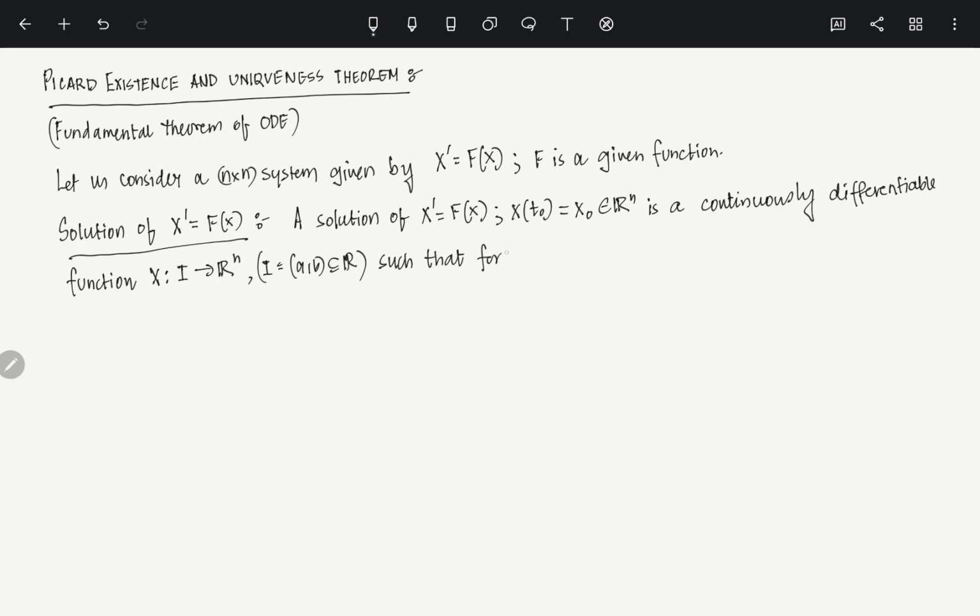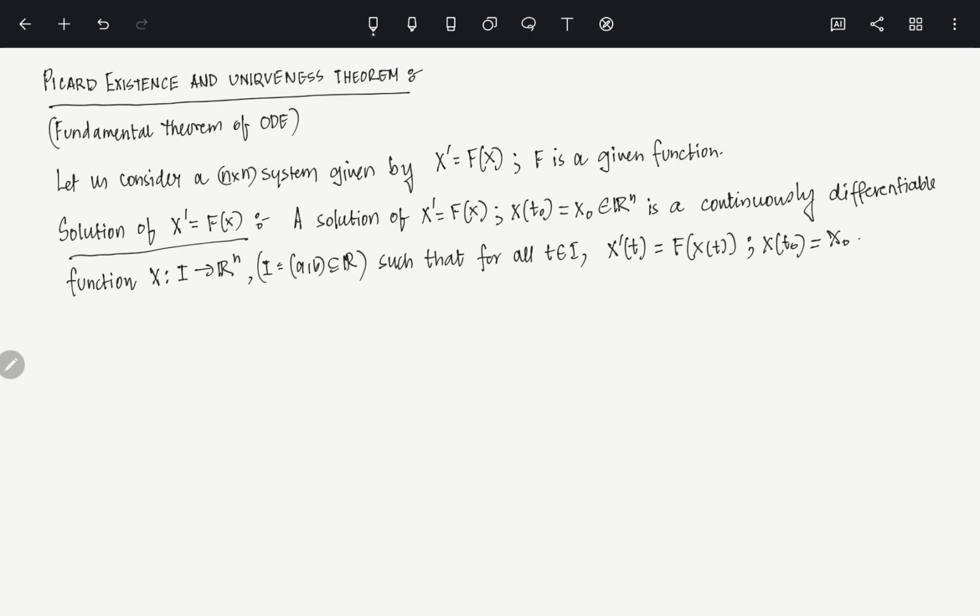such that for all t in I, x prime of t equals F of x of t, so it has to satisfy this for all t. Moreover, x should be such that x at the point t naught is x naught. So this has to hold for all t in I, and at the initial point the curve should pass through the vector x naught.